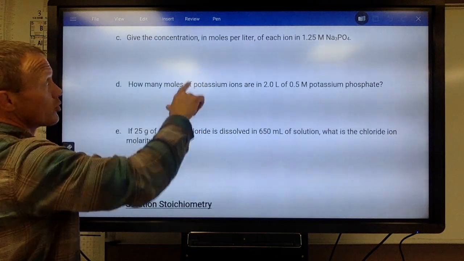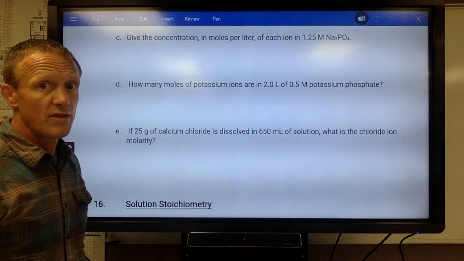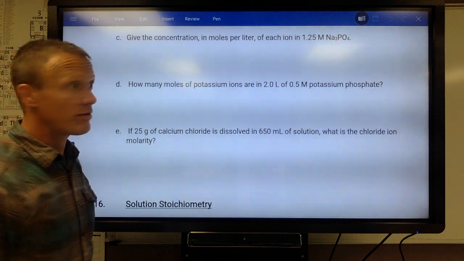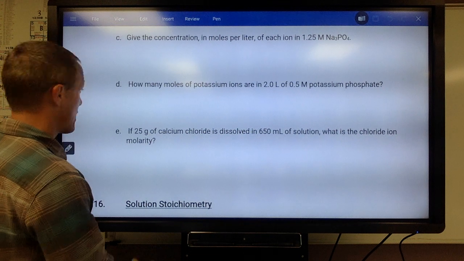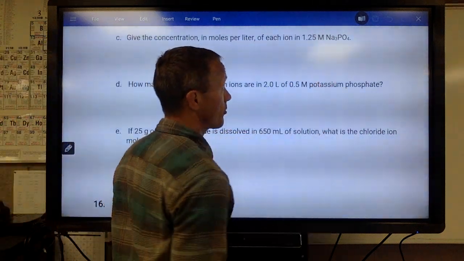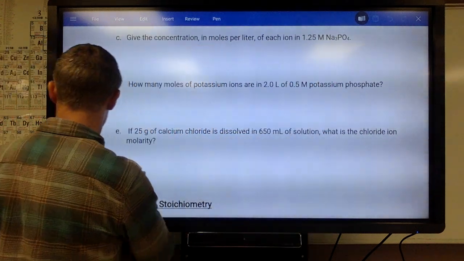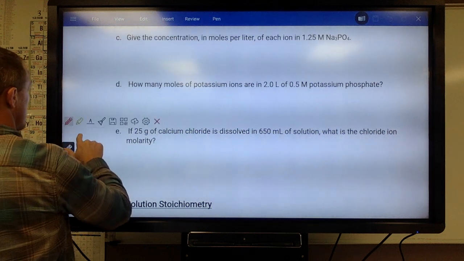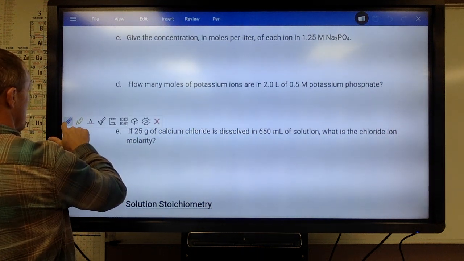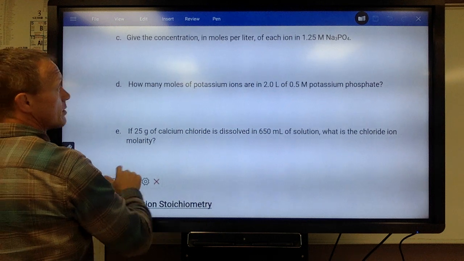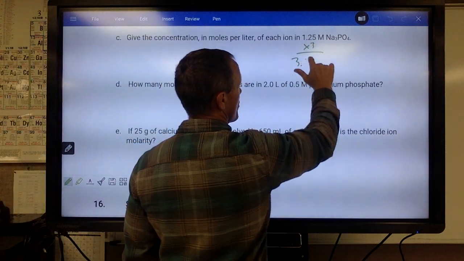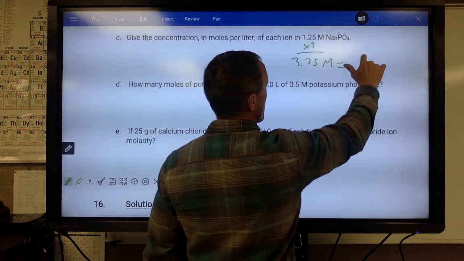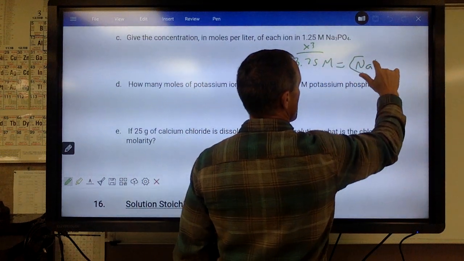You have the concentration in moles per liter, so in molarity, of each ion in 1.25 molar Na3PO4. Well, the whole solution is that many moles per liter, so that means the sodium ions would be that times 3. So 1.25 times 3 is 3.75 molar, the concentration of Na+ ions.